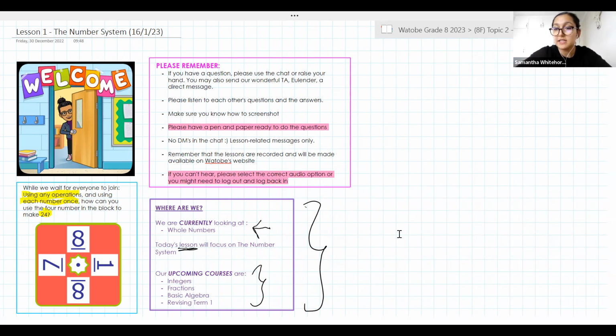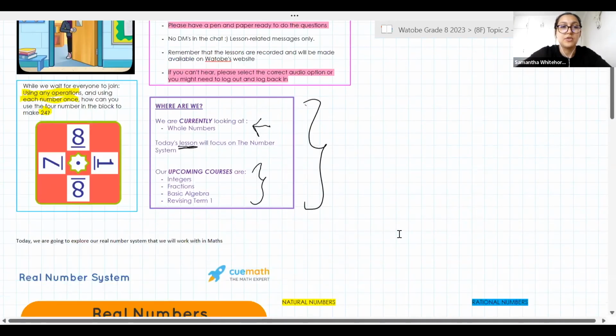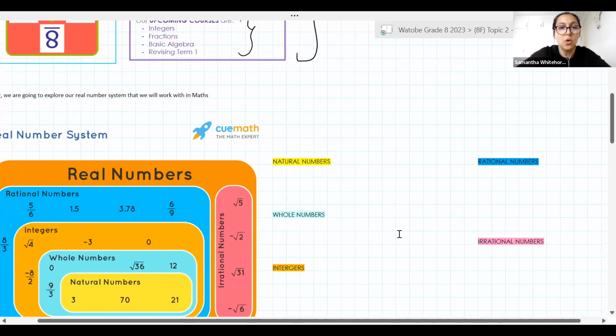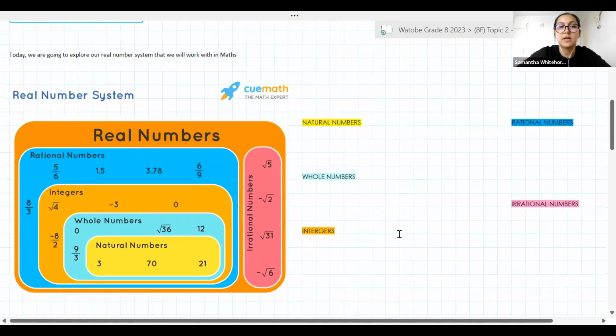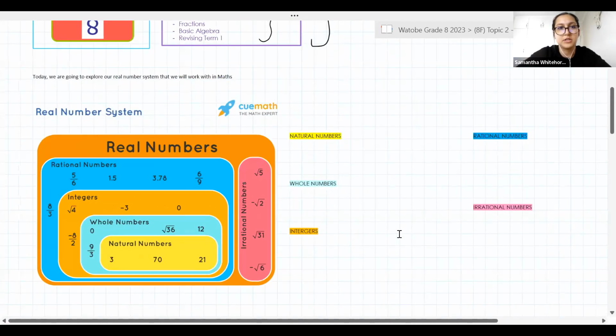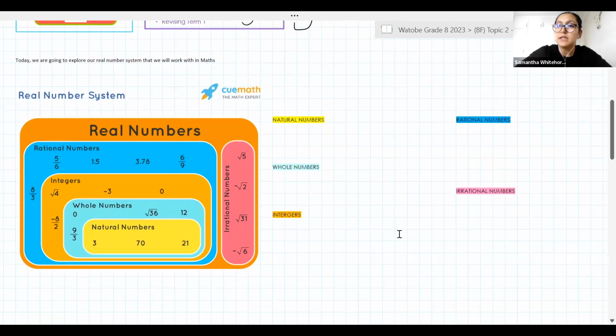Guys, so like I said, we are going to start with our new topic, our new course, and this is looking at whole numbers. What you'll see here is I've actually got the whole number system outlined for us. We don't have to know all of these right now, but it's important to understand where whole numbers fit into our number system, because we don't just work with one type of number. We work with lots of different types of numbers.